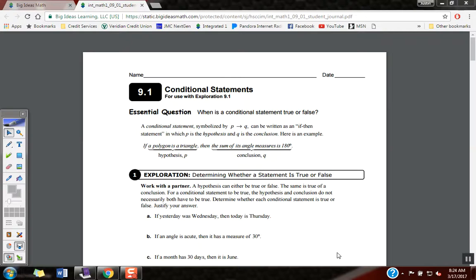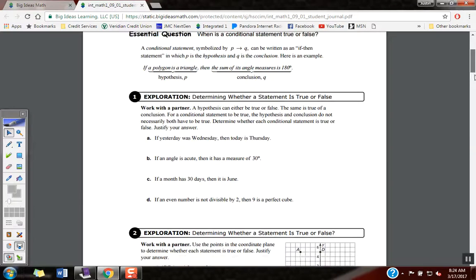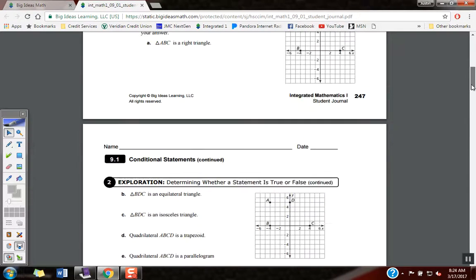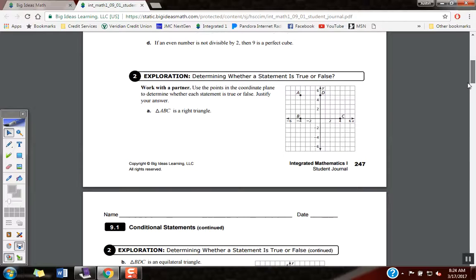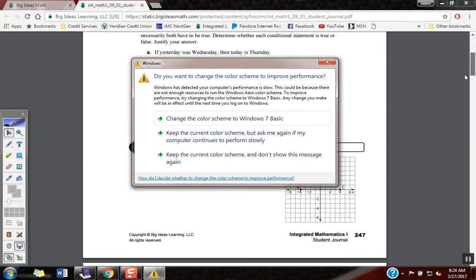So make sure you're in section 9.1. What page is that, kiddos? 247, is that right? Page 247? Okay.